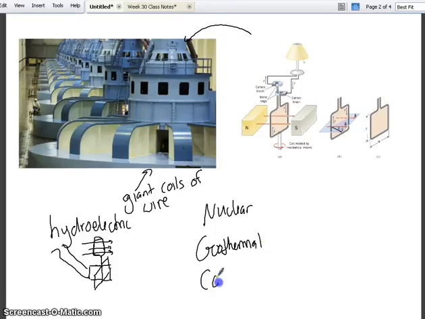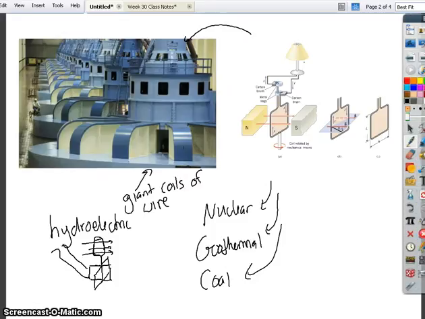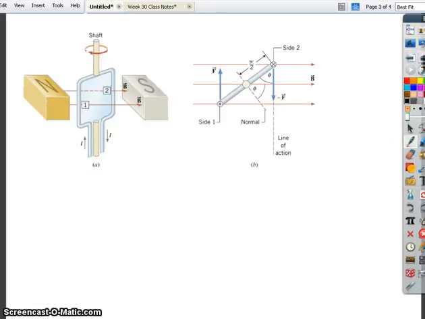Coal. All these types of energies that we hear about are simply causing a turbine to rotate, causing a loop of wire to rotate in a big magnet. Okay, so that is a generator. Mechanical energy gets converted to electrical energy, and a motor is the complete opposite.